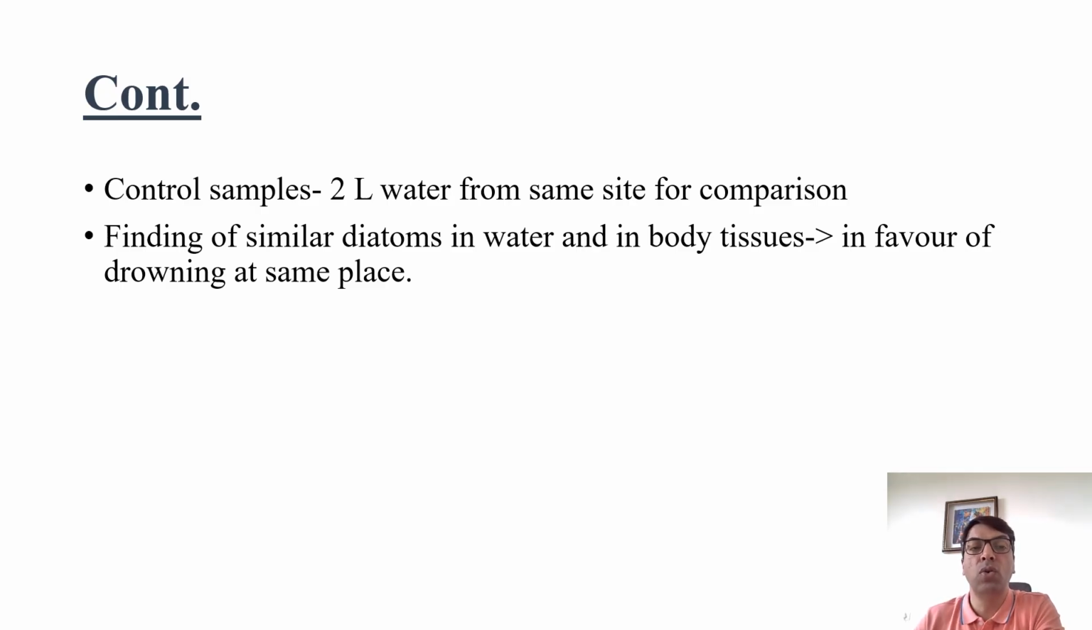Also, we keep a control sample. If we are trying to isolate the diatoms, we should keep a control sample from the same liquid, which is around 2 liters, to compare whether the diatoms are from that area or not. Finding similar diatoms in water and in the body is in favor of drowning at the same place, right? But if it is not found, it cannot be said 100% that the individual was not in that water body.